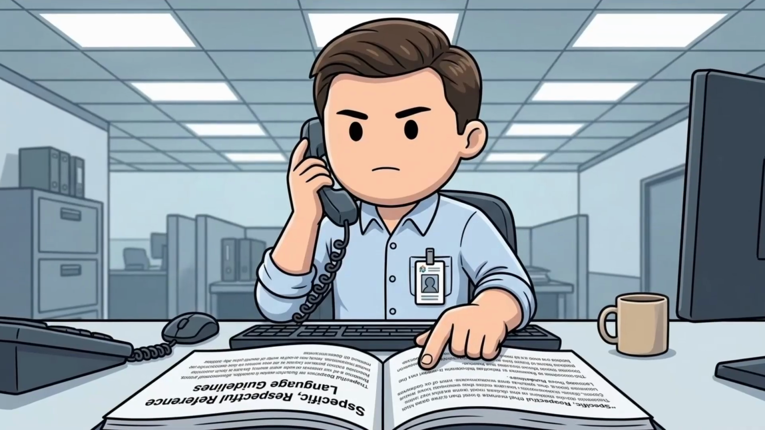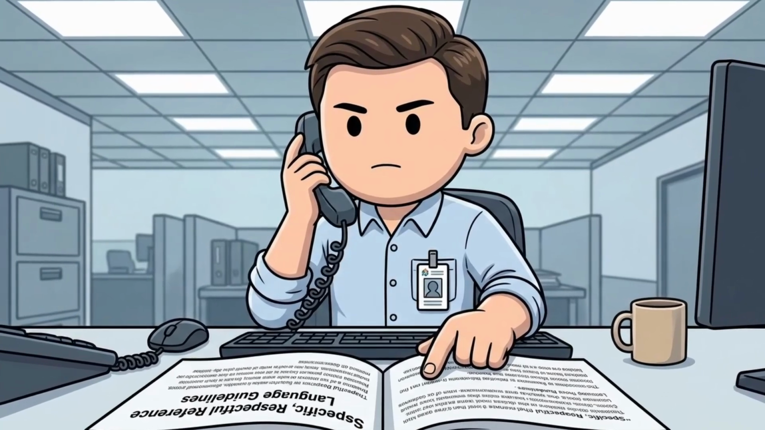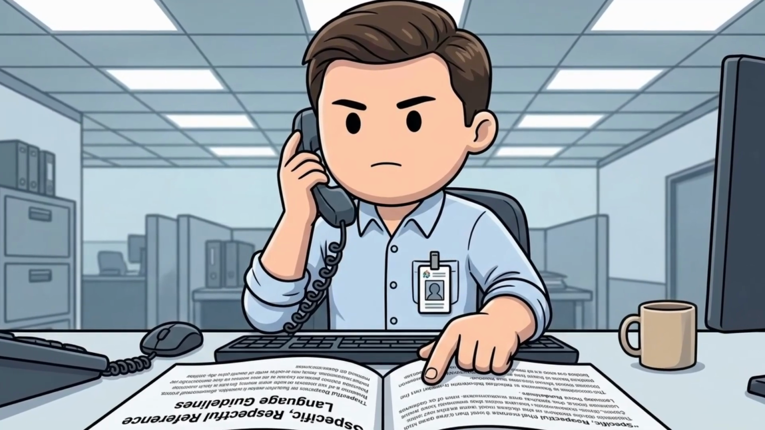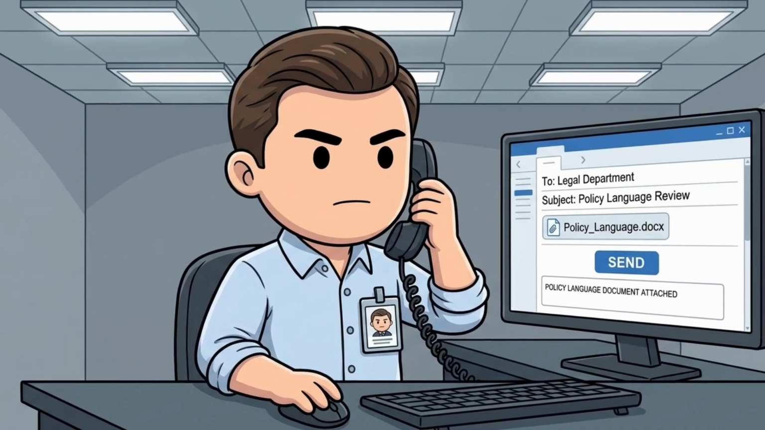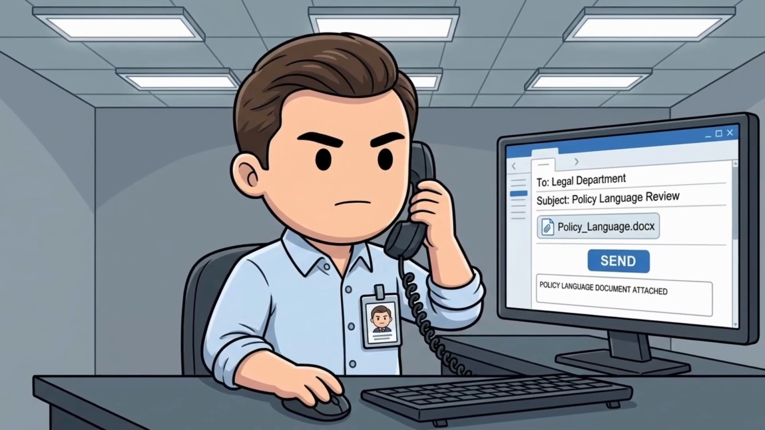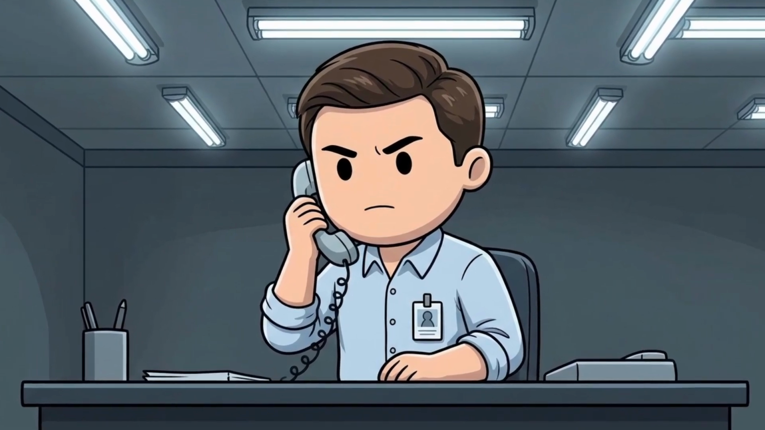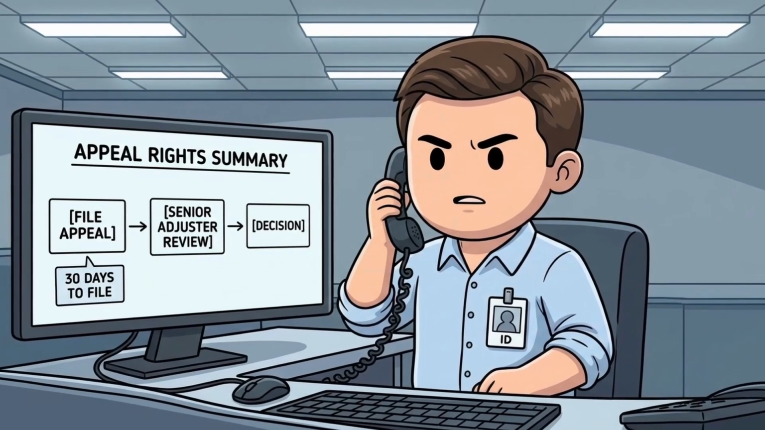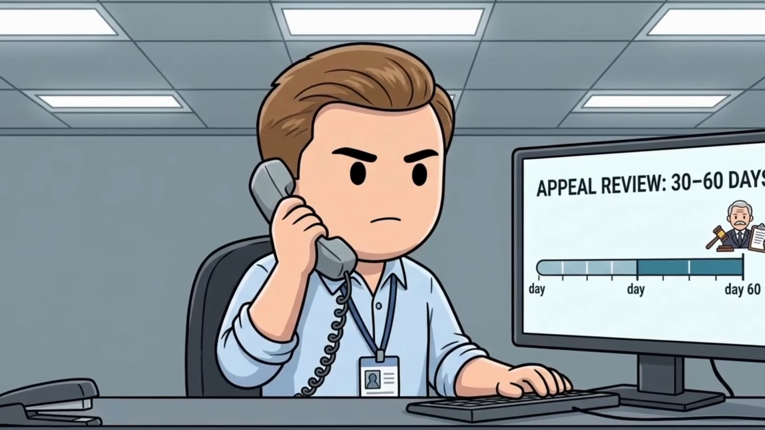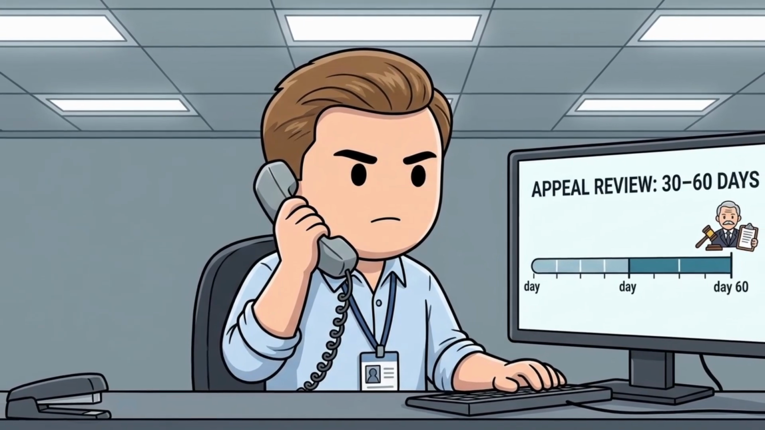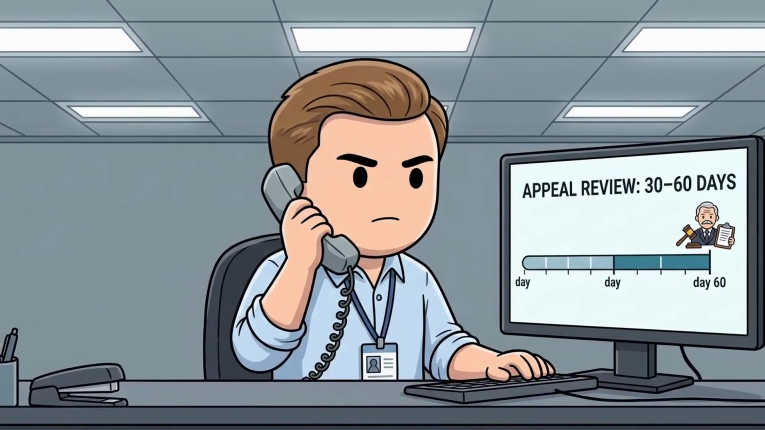You explain the distinction. You use the language the training manual recommends: specific, respectful reference to the policy document. You offer to send him a written explanation and the relevant policy language by email. He asks if there is anything he can do. You tell him he has the right to appeal the decision. You describe the appeal process. You give him the time frame. The appeal will be reviewed by a senior adjuster. The senior adjuster will reach the same conclusion because the policy language has not changed.